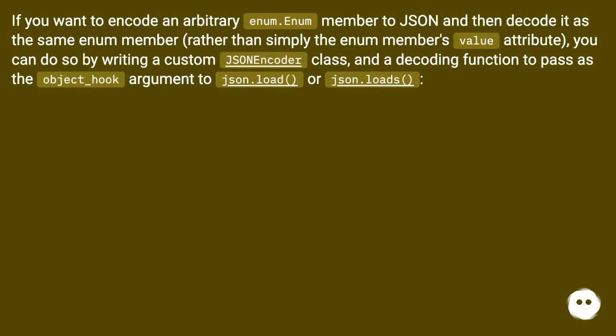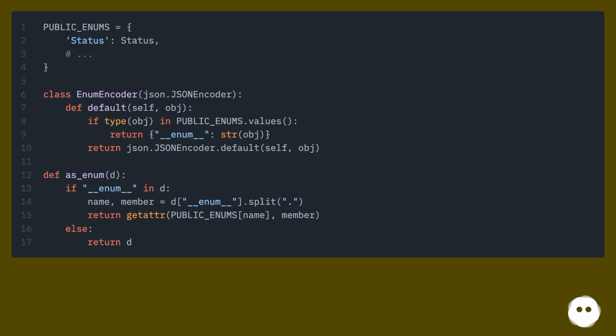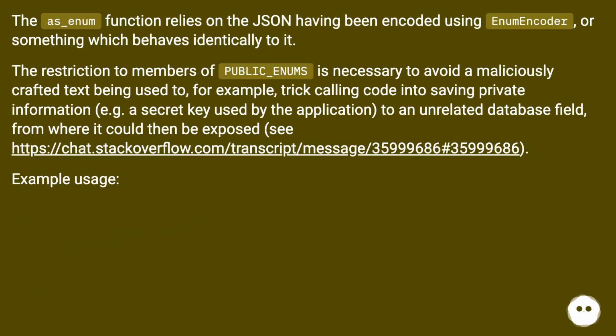If you want to encode an arbitrary enum.Enum member to JSON and then decode it as the same enum member, rather than simply the enum member's value attribute, you can do so by writing a custom JSON encoder class, and a decoding function to pass as the object_hook argument to json.load or json.loads. The as_enum function relies on the JSON having been encoded using EnumEncoder, or something which behaves identically to it.